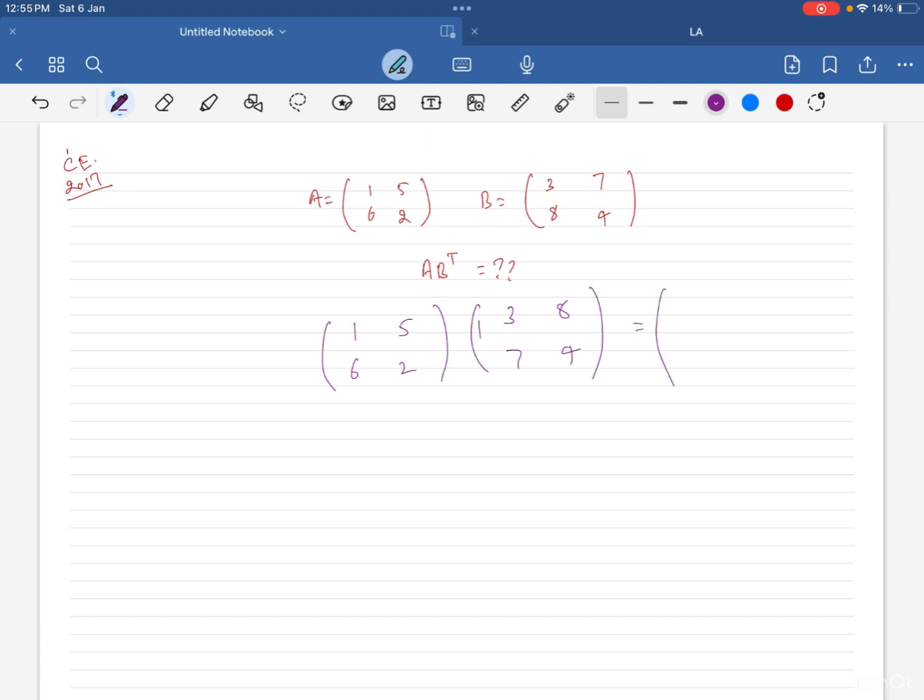So it will be 3 times 1, that is 3, plus 7 times 5, that is 35, and here we will have 8 plus 20, and here we will have 18 plus 14, and here we will have 48 plus 8. And we can do the addition. So we will get 38, 28, and here we will have 40, 32, and here we will have 56. So this is the correct answer for this.